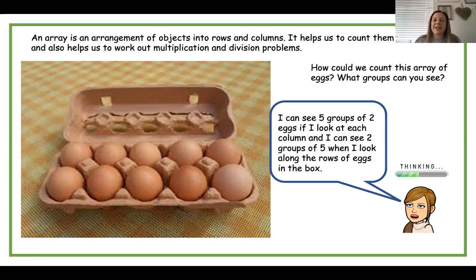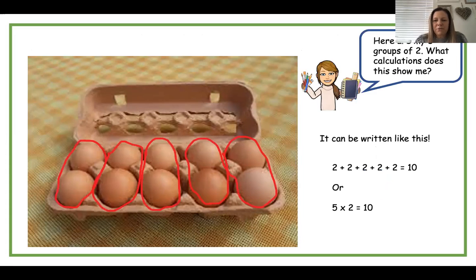So when we're looking at arrays, we look at the columns and the rows to see what we can find. So if we move on to the next slide, just going to move that out of the way. Here are my five groups of two that I could see. I've drawn pictures around them so that it's really clear for us to see. So it can be written as two, add another two, add another two, add another two, add another two equals 10. So we could write it as a repeated addition number sentence.